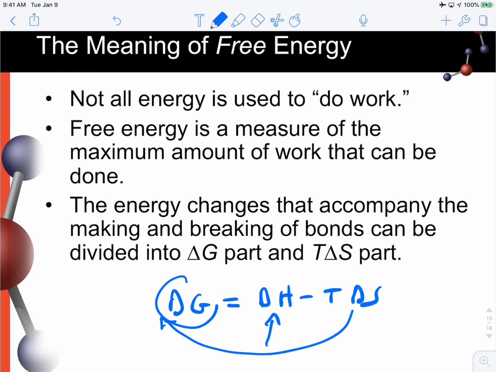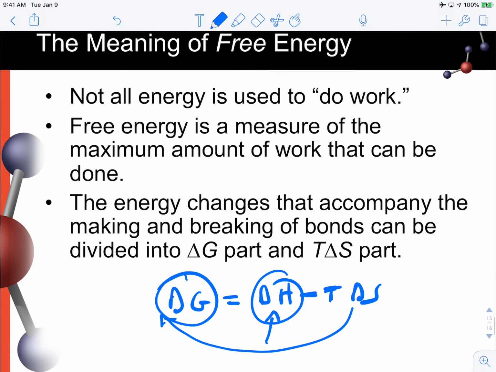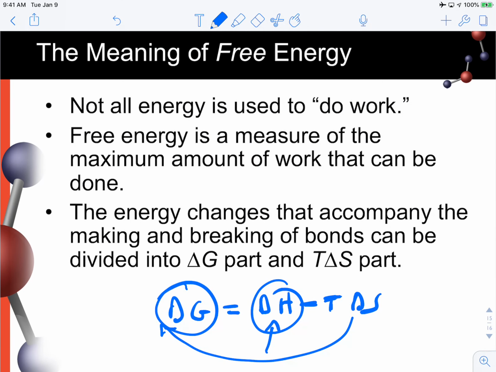But delta G is the usable energy. So we take the total energy minus what is considered the unusable portion that is lost due to just randomness occurring. That's critically important to realize. And we'll talk more about that. But this is the unusable part of energy that is lost.